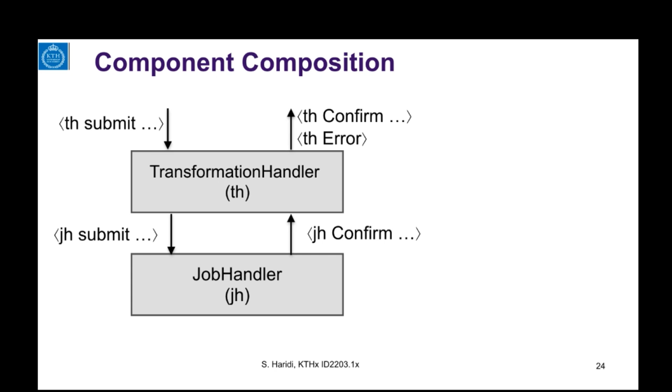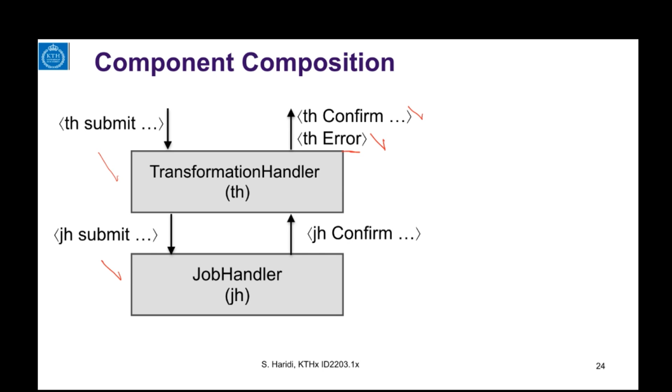So here is our component that we've just described. So we can think of another component here called transformation handler. A transformation handler accepts a submit event, but it can produce either confirmation that the job has been or eventually will be processed, or it can produce an error. And what the transformation handler does when it gets a submit event, it checks the job first, and it sees if it can be processed or not. If it cannot be processed, it will produce an error event.